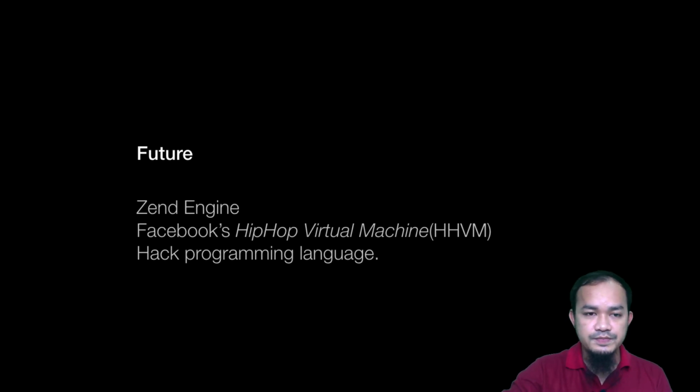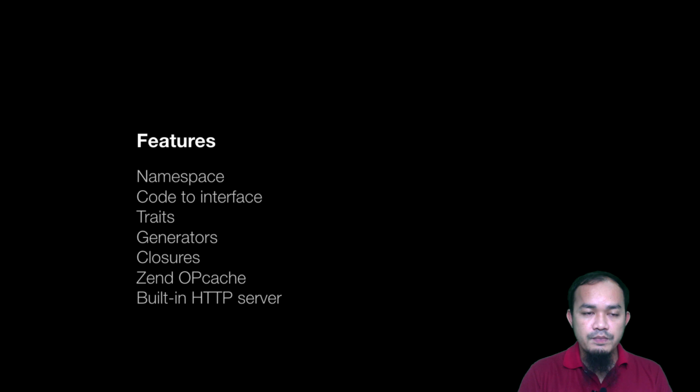Okay, new PHP. In language features, we have many features of PHP that you have to consider if you want to enter the modern world of PHP. Especially namespace, code to interface, trait, generator, closure, Zend OPcache, and built-in HTTP server. Today we will discuss namespace, interface, trait, Zend OPcache, and the built-in HTTP server. Let's see one by one.